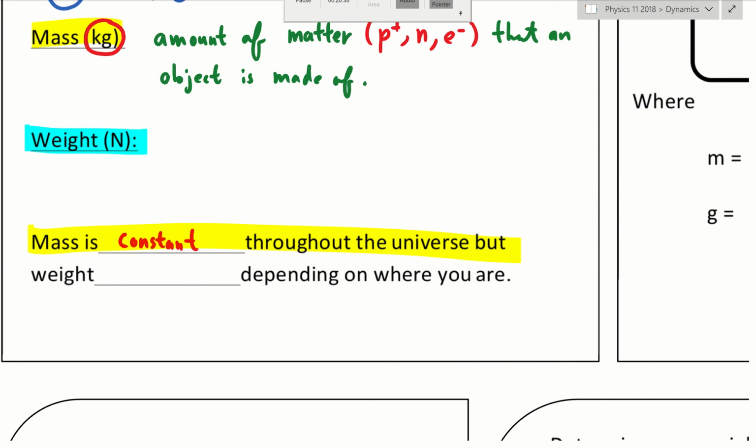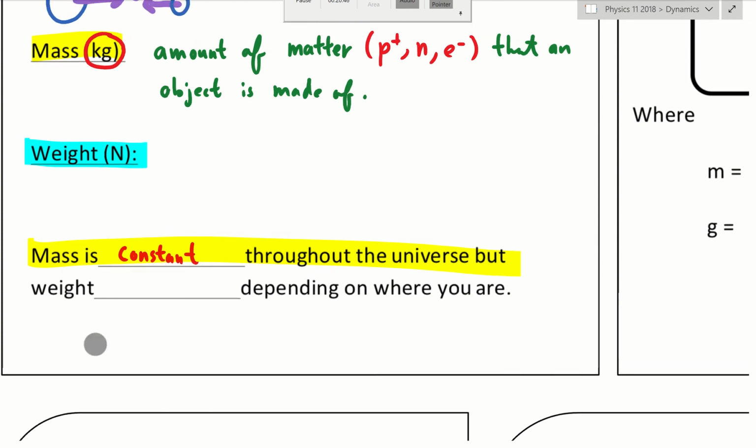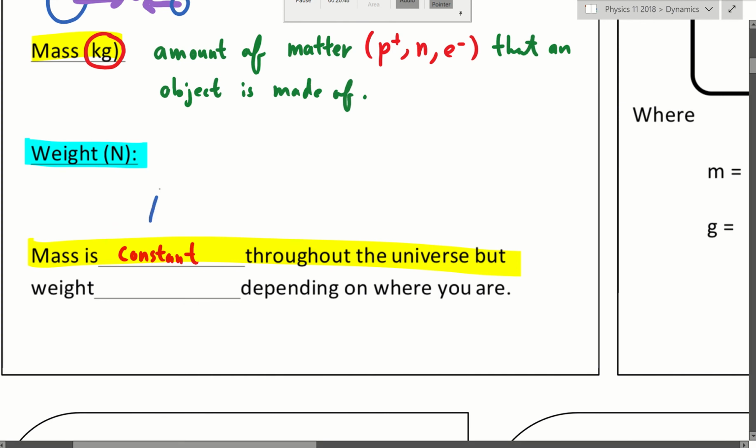Your weight, on the other hand, now weight, which is the question that people ask, and then sometimes you'll answer with 50 kilogram. No, you shouldn't. Because what is weight? Weight has to do with gravity. So let's say you have the Earth in here, right? So that's Earth.